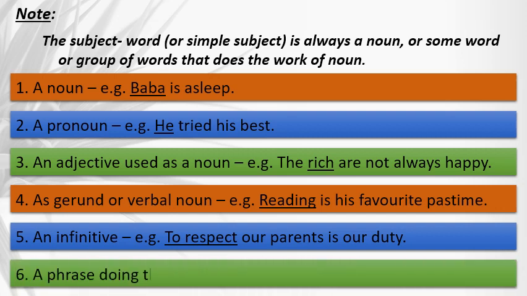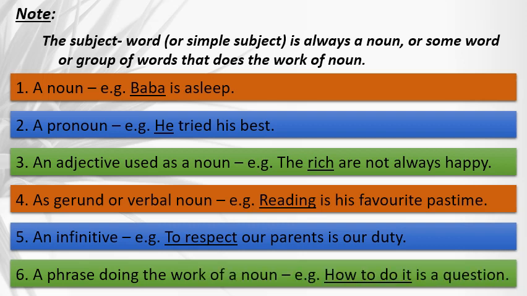Number 6, a phrase doing the work of a noun. For example, how to do it is a question. So here how to do it is a phrase and it is the subject of the sentence. So each of the sentences has only one subject and only one predicate. Such sentences are called simple sentences. But a simple sentence may have more than one subject but only one predicate. For example, Mohan and Chandani go for a morning walk.